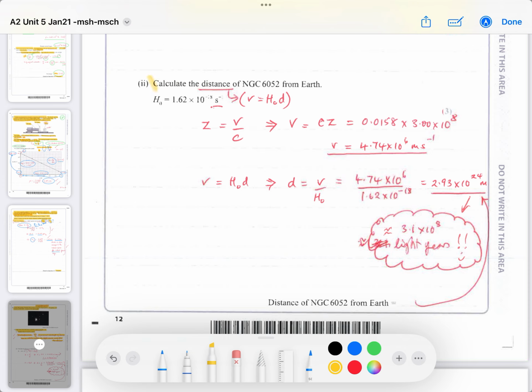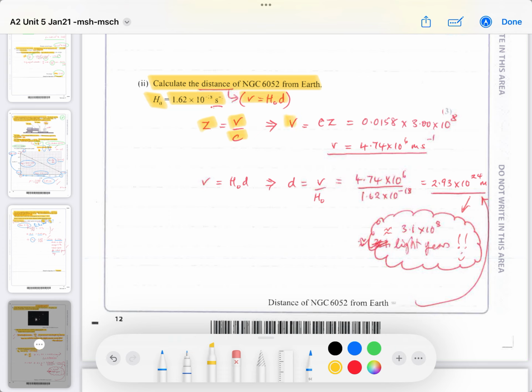It says calculate the distance of the galaxy from Earth. They've given you h0. This is the value of Hubble's constant. And you know from this that the velocity is equal to h0 times d. You can work out the velocity using the z value they gave us above, because the velocity of the galaxy divided by the speed of light in a vacuum gives you the z value also.